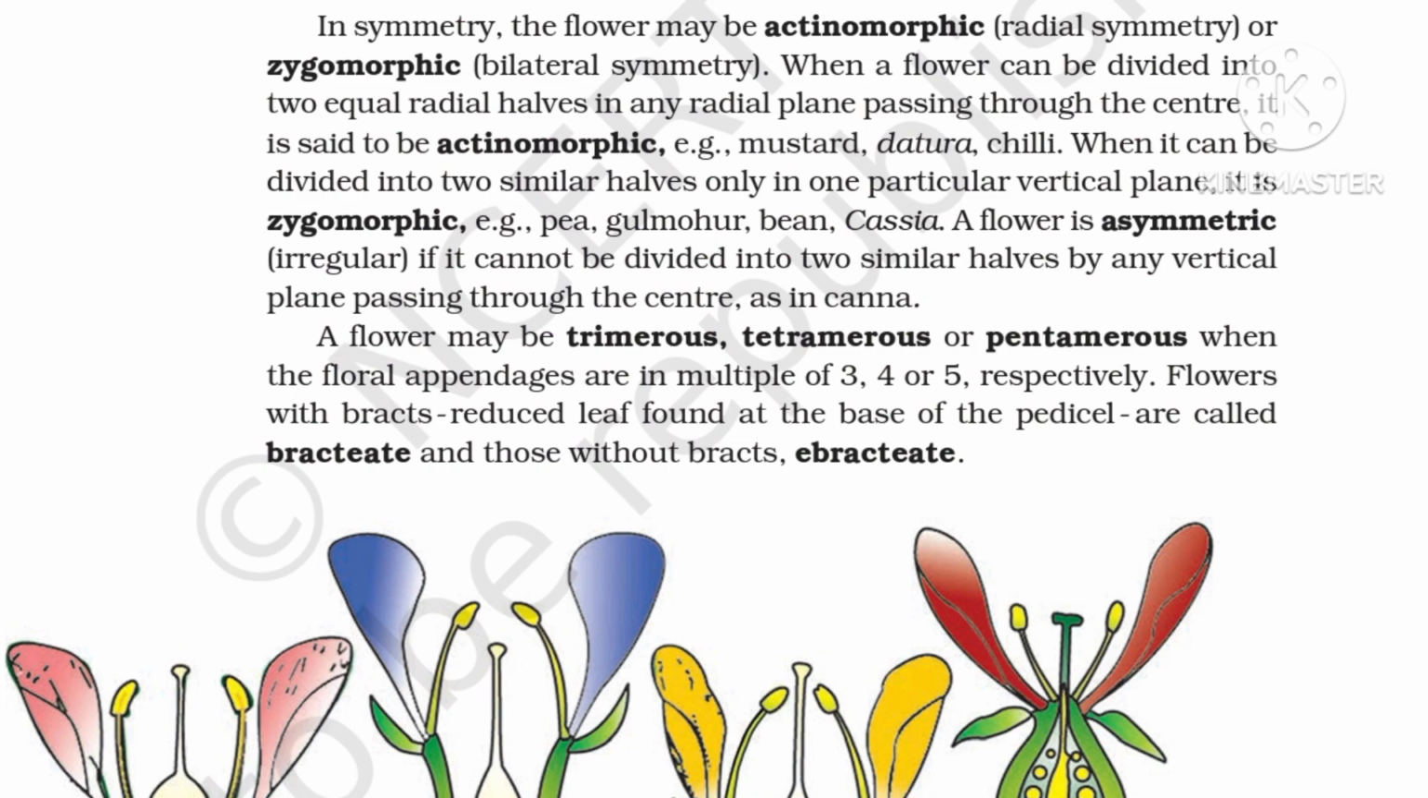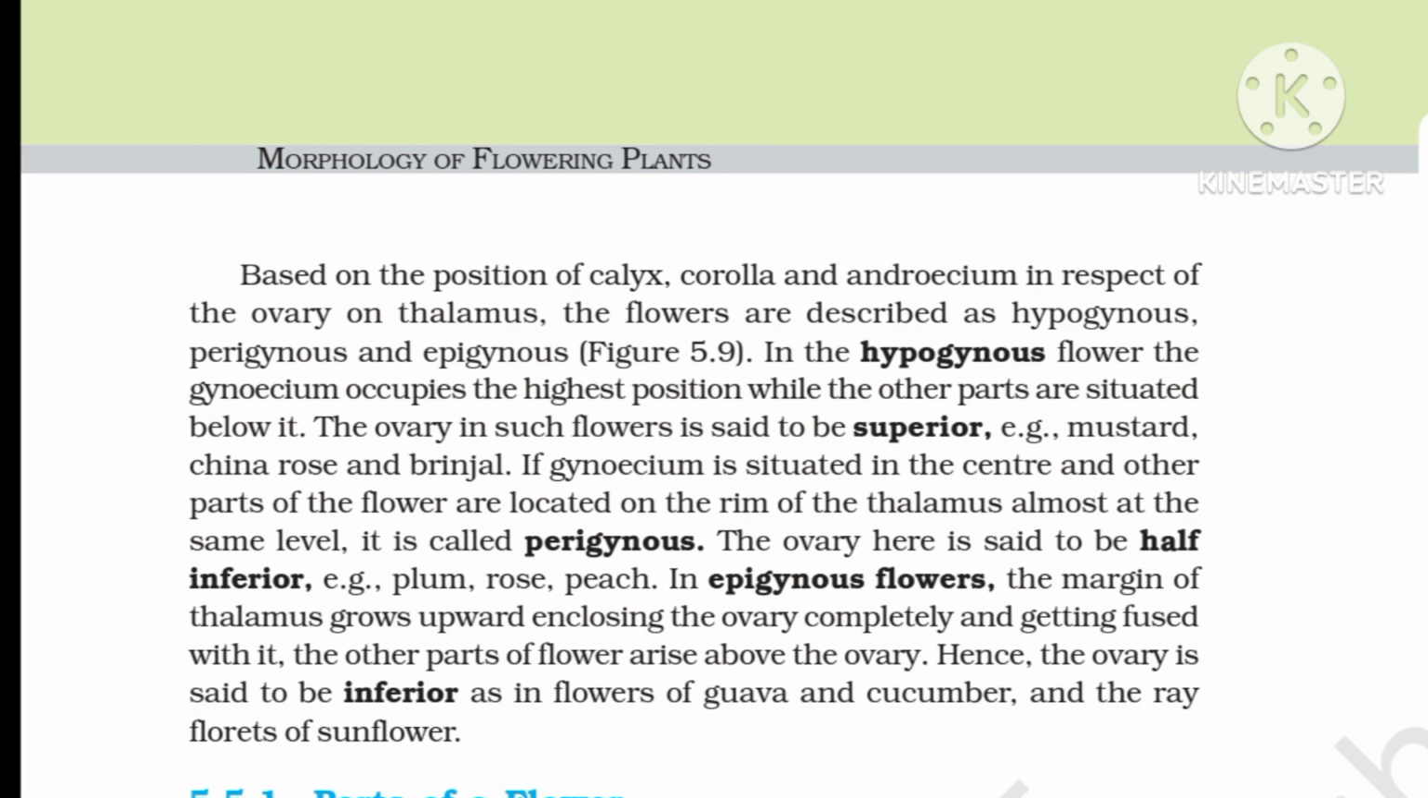A flower may be trimerous, tetramerous, or pentamerous when the floral appendages are in multiples of 3, 4, or 5 respectively. Flowers with bracts, reduced leaves found at the base of the pedicel, are called bracteate, and those without bracts are ebracteate. Based on the position of calyx, corolla, and androecium in respect of the ovary on the thalamus, the flowers are described as hypogynous, perigynous, and epigynous.